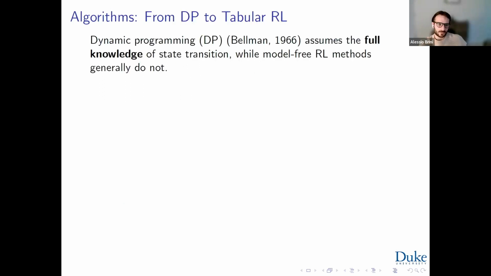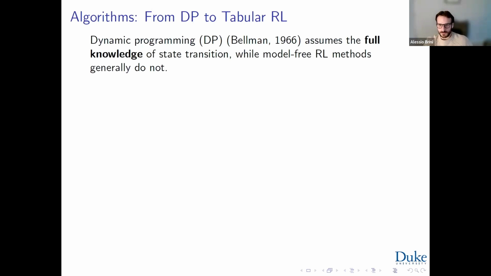Why are we talking about value function in such detail? That is because there is a very important connection between the dynamic programming literature and what is called tabular reinforcement learning. So the type of reinforcement learning algorithm that does not involve neural networks. The difference between dynamic programming and reinforcement learning, and I want to make this very clear because it really helps in understanding why RL is data-driven, is that dynamic programming assumes the full knowledge of the state transition.